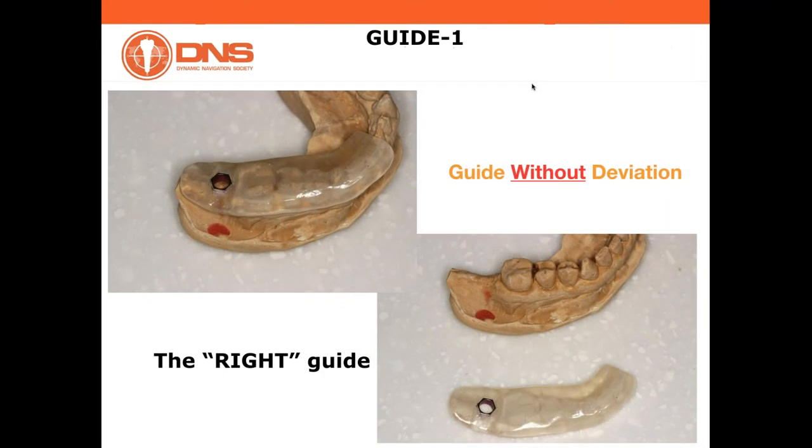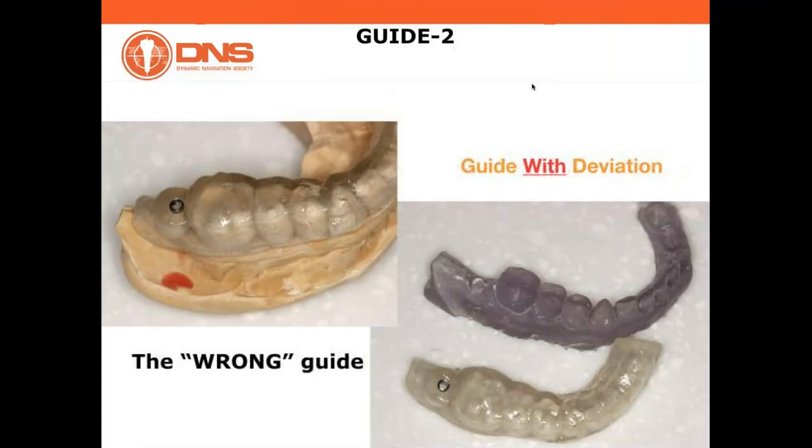Here you can see guide one, which is the right guide. We made it without deviation, as the data came from the STL file that we exported from Navident. And here you see guide number two, which is the guide with deviation, the wrong guide. We made it on purpose.